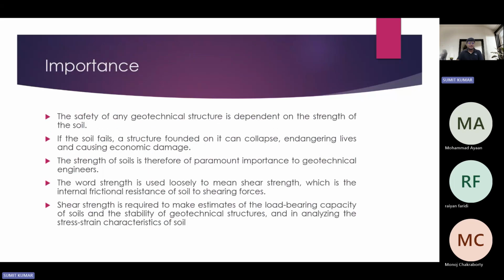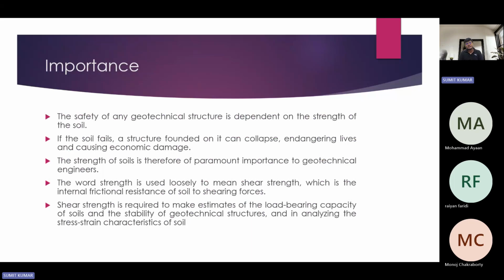Now, see the importance. Why this is very much important, because shear strength plays a crucial role in the development of the understanding of the strength characteristics of soil.